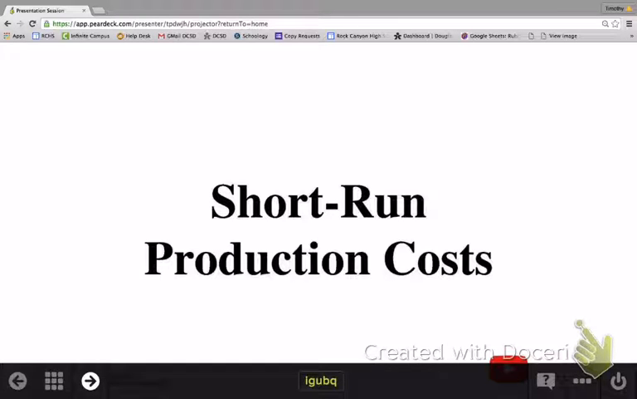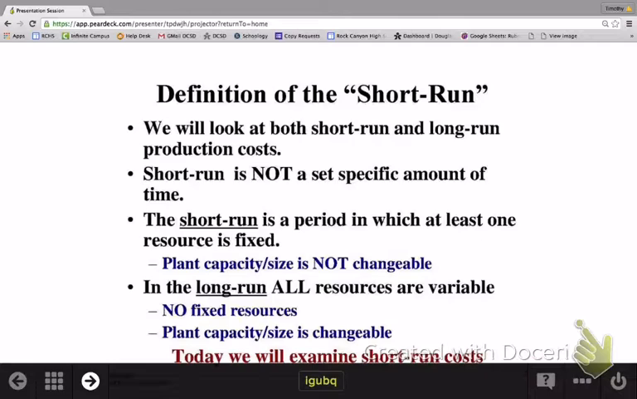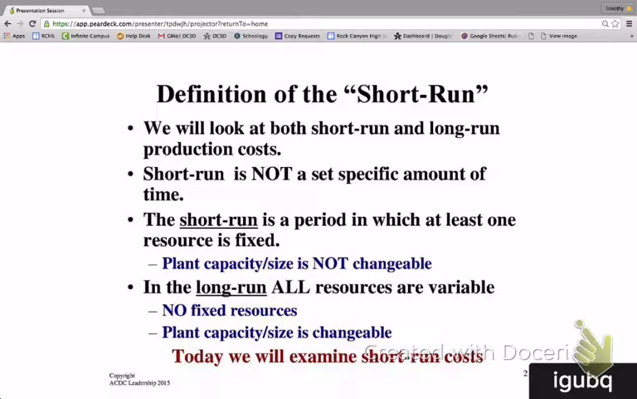So we're going to begin by talking about short-run production costs. In the next module, we'll look at how a firm determines its production costs in the long run. Now, to review, if you remember, when we talked about the short run, a quick reminder of the definition here. Short run is not a set specific amount of time. Remember, it's not 2 days, 3 months. The short run is defined as a period of time in which at least one resource is fixed.